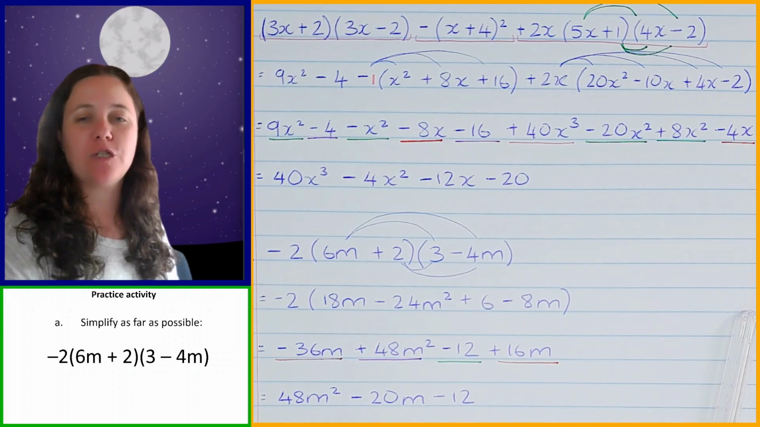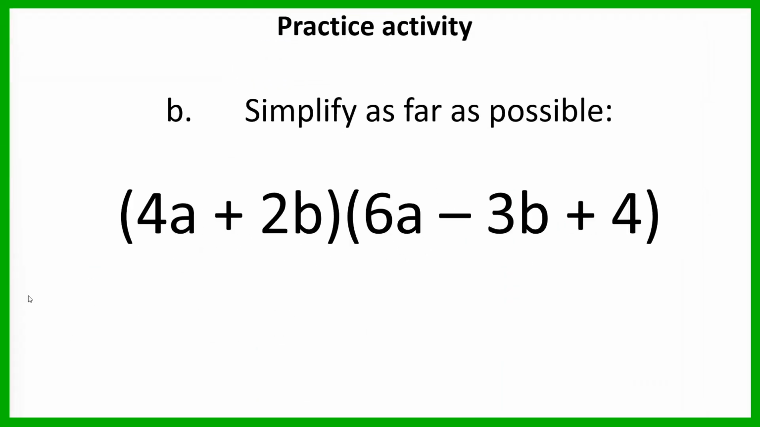Right, now we're going to go on to question B. Here we've got (4a plus 2b) multiplied by (6a minus 3b plus 4). Now this is the first time you've had one where you're multiplying by a trinomial. But the concept of what we do when we multiply two binomials together is that you multiply each term in the first binomial with each term in the second binomial. That same concept is going to apply here.